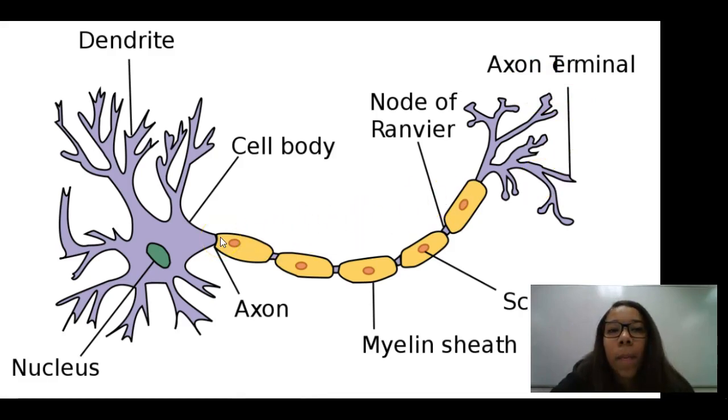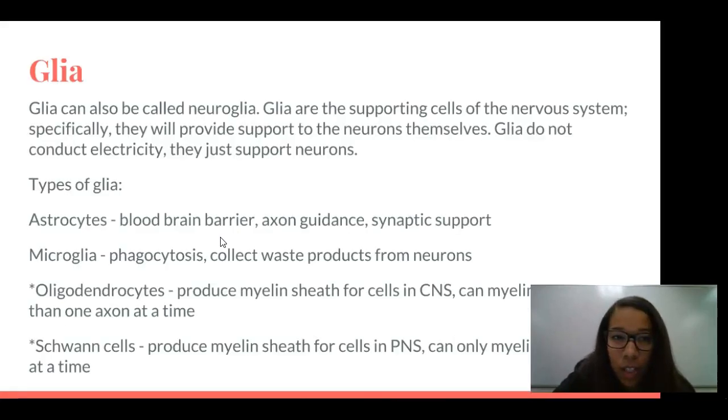Okay, so now we get into the other type of cell in the nervous system, which is glia. You could either see the term glia or neuroglia. Again, the terms are interchangeable. All glia are going to support the cells of the nervous system, meaning they are going to support the neurons. They are not going to conduct electricity. They don't do any type of communication. All they do is provide support for the neuron. You have different types of glia. You have astrocytes and Schwann cells.